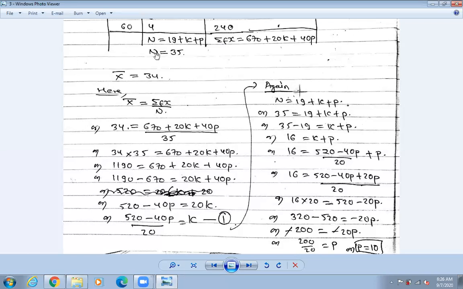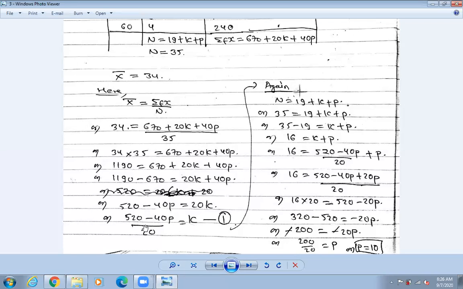So what is the next value of n? It is 35. So n ka value got here 35. Oh, so let us take this number. So it goes this side, it becomes minus: 35 minus 19 equals to k plus p. Now after subtraction it becomes 16 equals to k plus p.